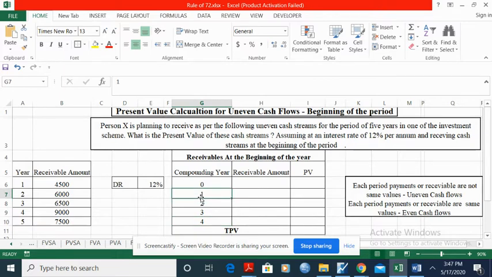You take a very simple example, say the second year. At the beginning of the second year he is receiving 6,000 rupees. It's nothing but the end of the first year, right? So as on today, the difference is 1 year only. So that is how we need to calculate present value.